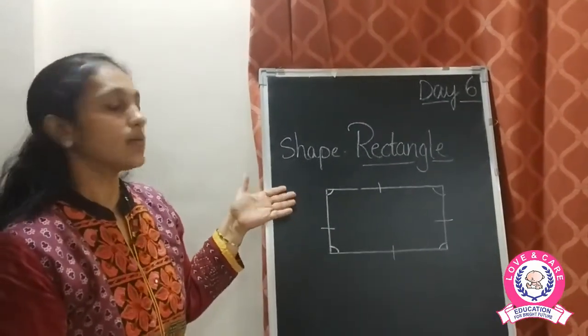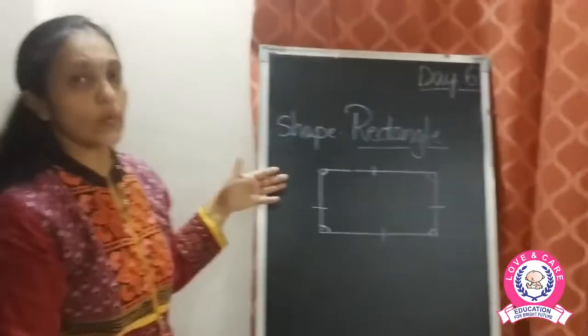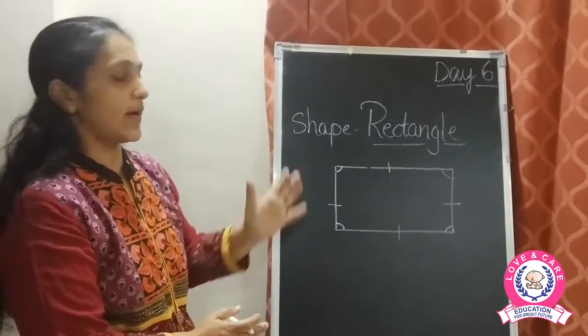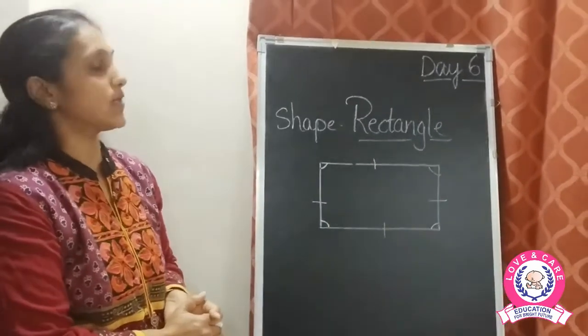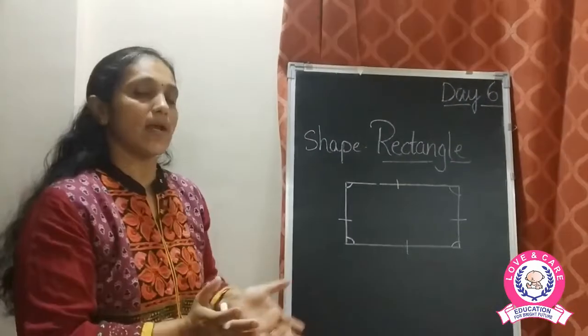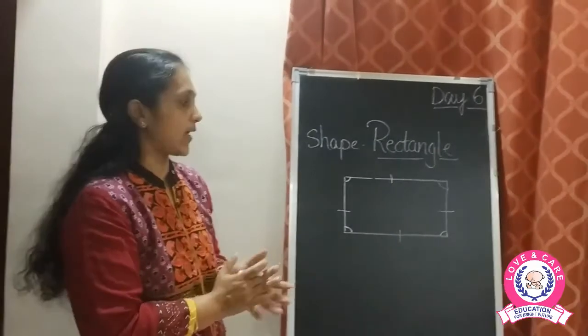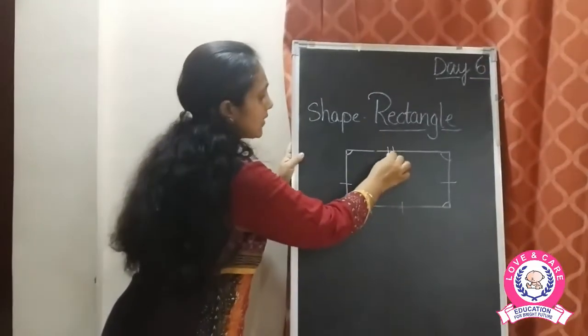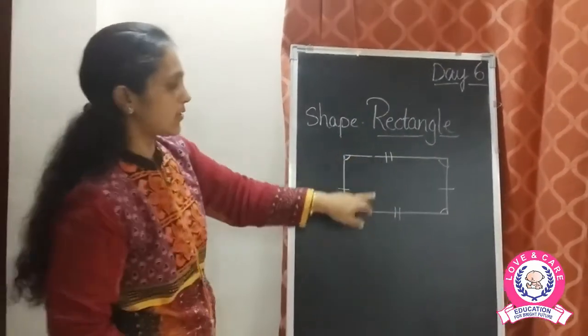Now what is the difference between the rectangle and the square? Now in the rectangle there are 4 sides. In the square also we have 4 sides. But in the square all the 4 sides are same. 4 lines are same in size. But in rectangle the 2 opposite sides are same. So this line and this line are same in size.